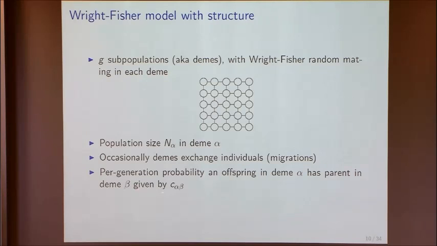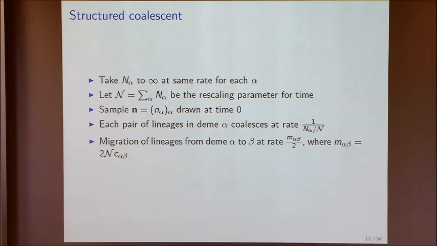And if you say the per generation probability that an offspring in a particular deme alpha has a parent in some deme beta, going back in time, is given by this probability, then you can now take the same kind of scaling limits that we developed earlier for the case without any structure. So what would you do? You would take each of these deme sizes to infinity. You'd take some rescaling quantity, this curly n, which would reparameterize time. And now the sample that you draw at the present will have some number of individuals from each of these demes. So it will be a tuple indexed by alpha.